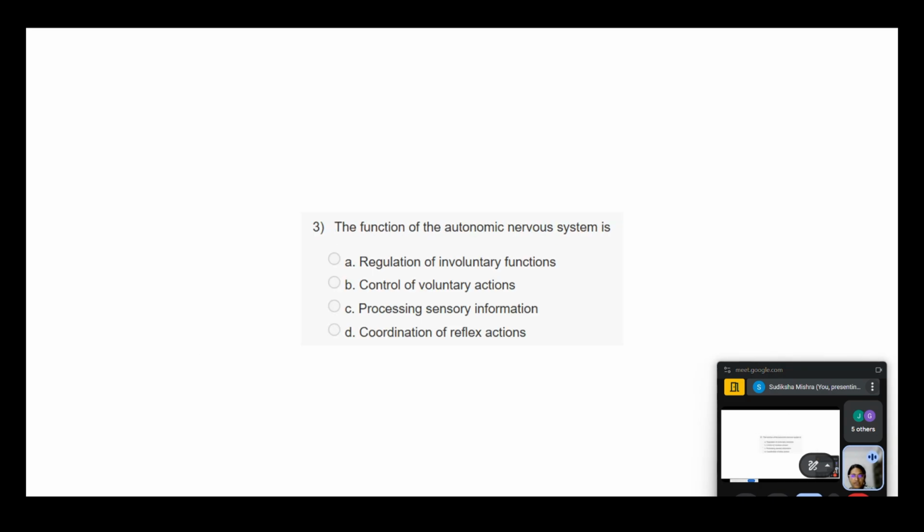It's the efferent division. Function of the autonomic nervous system is: regulation of involuntary functions, control of voluntary actions, processing sensory information, or coordination of reflex actions. The answer is regulation of involuntary functions.